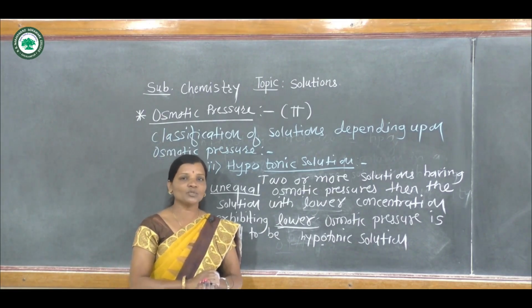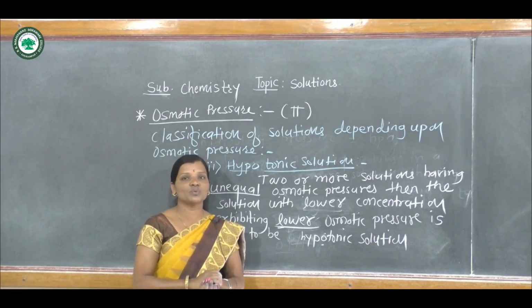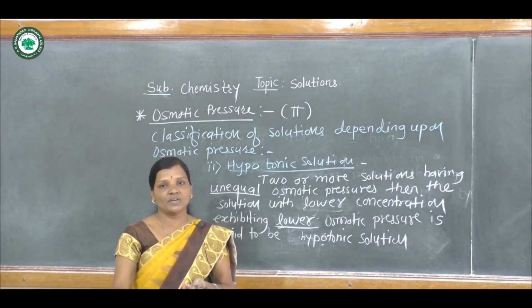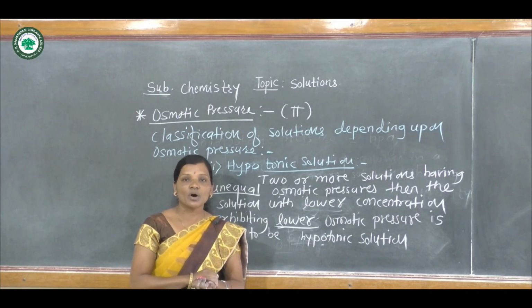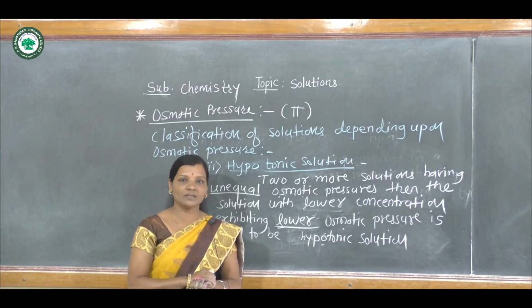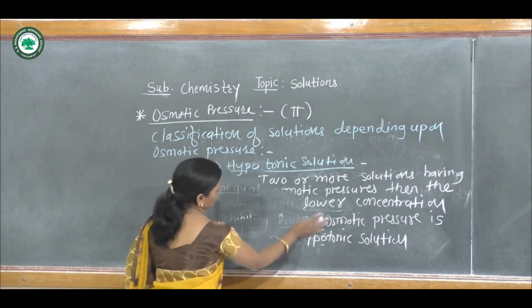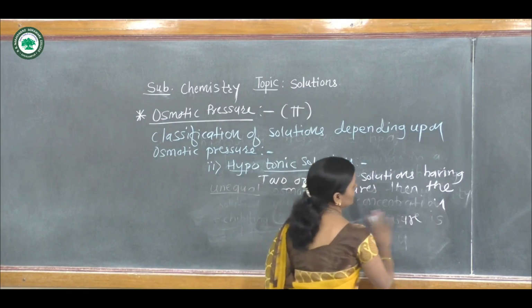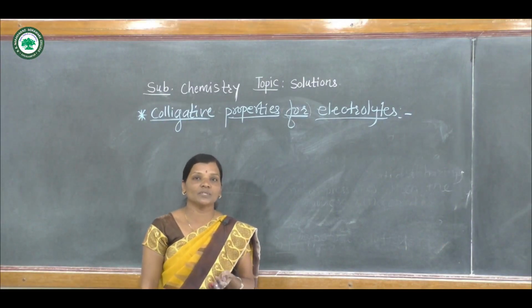Now depending upon the magnitude of osmotic pressure, there are three types of solutions: isotonic, hypertonic and hypotonic solution. In this topic of solutions, we have considered four colligative properties and studied them for a non-electrolyte solute dissolved in a solvent. Now what about the colligative properties of electrolytic solutions? Let us consider the colligative properties for electrolytes.